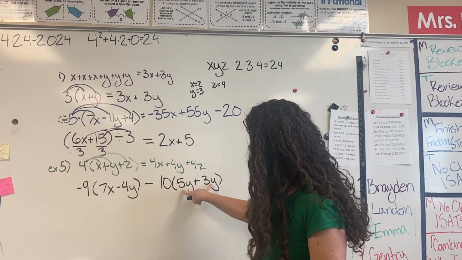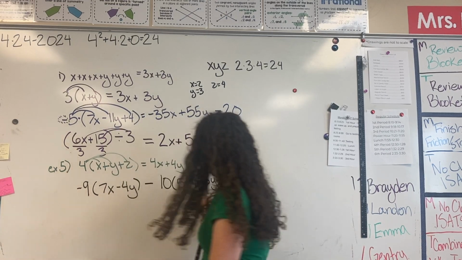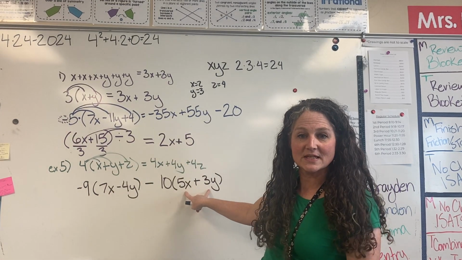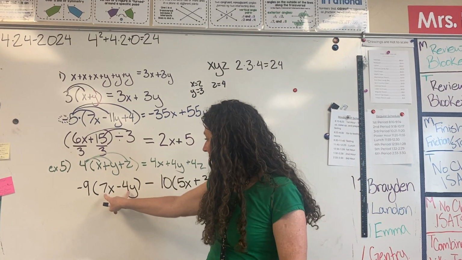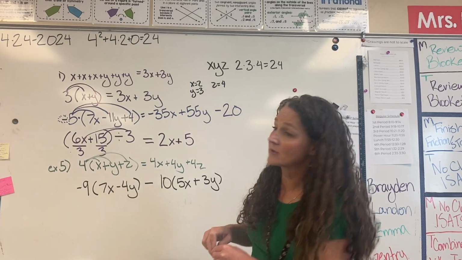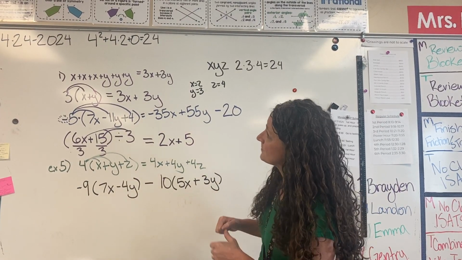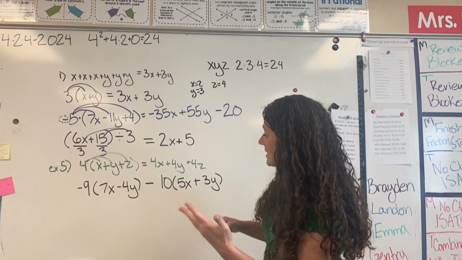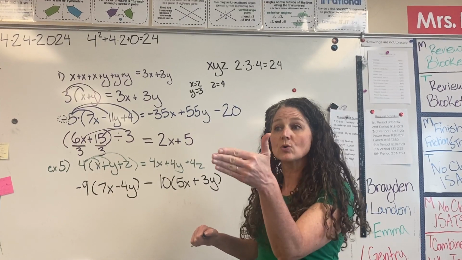Parentheses. Can we combine any like terms in these parentheses? No, we can't combine any like terms in the parentheses. So what do we do next? Exponents. Are there any exponents? No. We can multiply. Is there any division? No division. So we'll multiply in order from left to right.